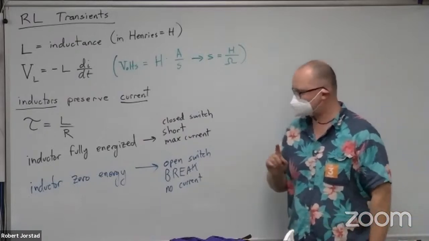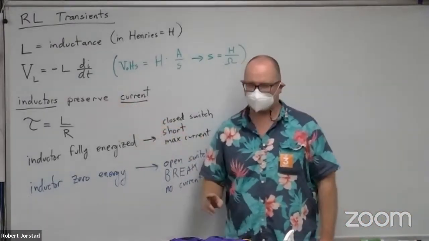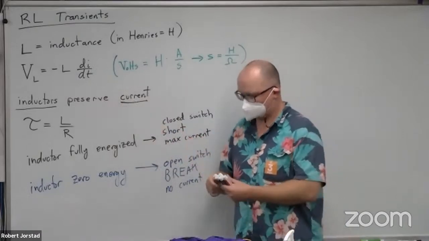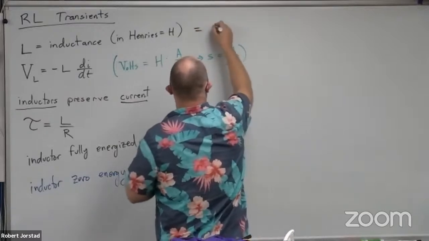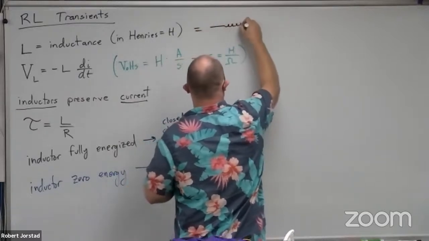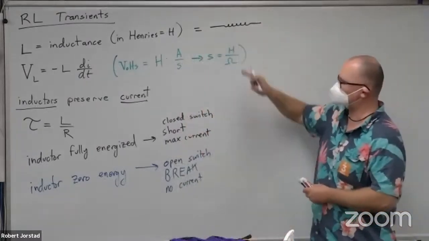My claim is this: inductors really like to preserve their current. If you don't know what the symbol is, I should show you the symbol. This is the symbol. It's like a curly looking line instead of a jagged spiky line. So inductors have this symbol, by the way.